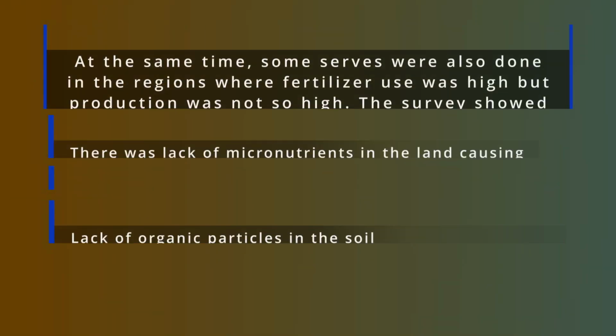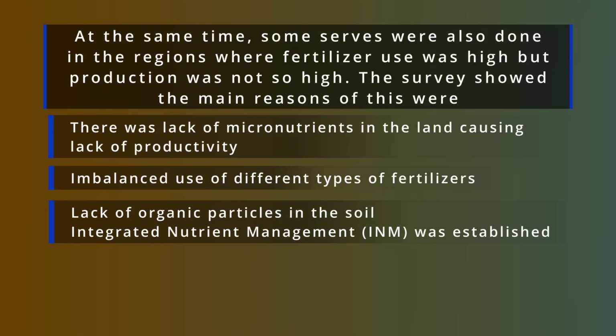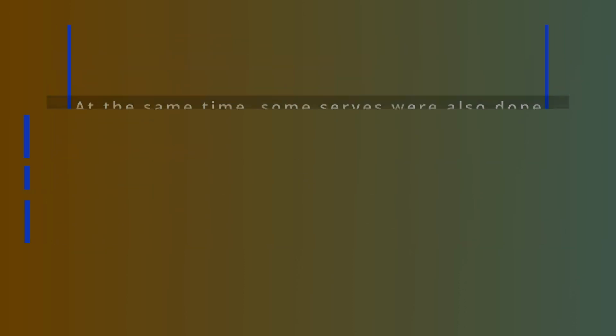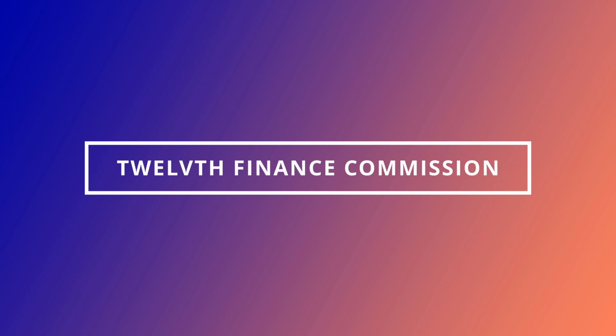Based on this survey, the 10th Finance Commission introduced the integrated nutrient management system. That system will work so that the states can use fertilizer in the proper proportion. They will get sufficient fertilizer, and they will use it according to the requirement, not in an imbalanced way.